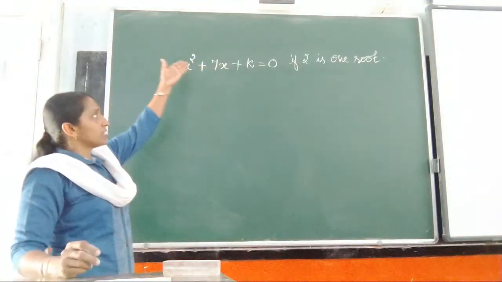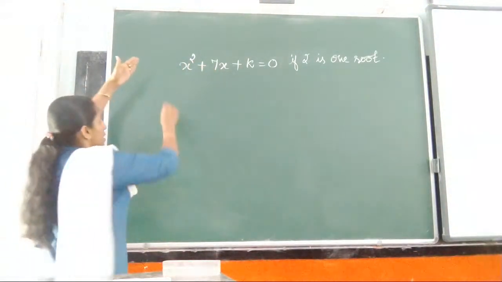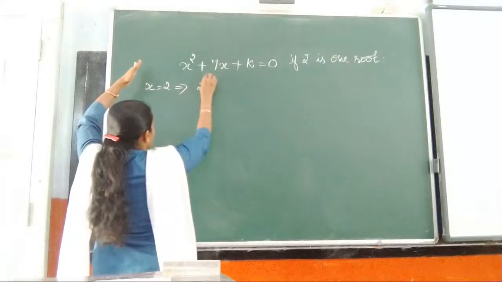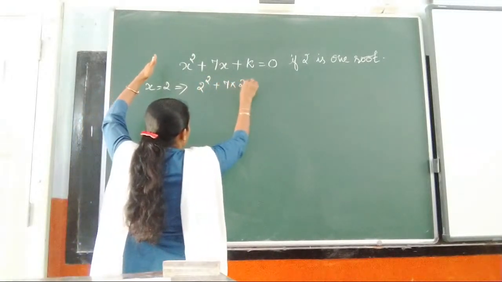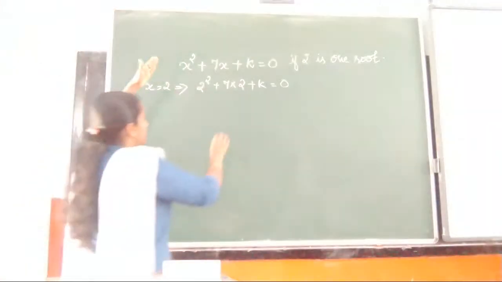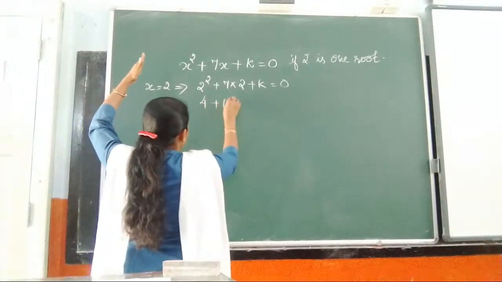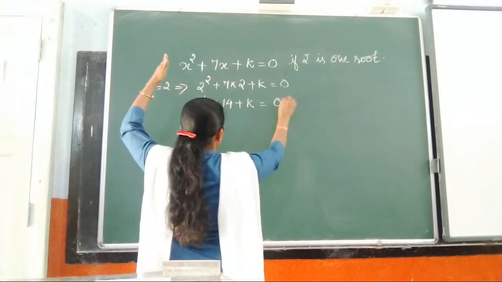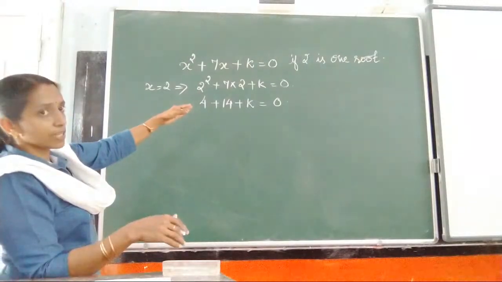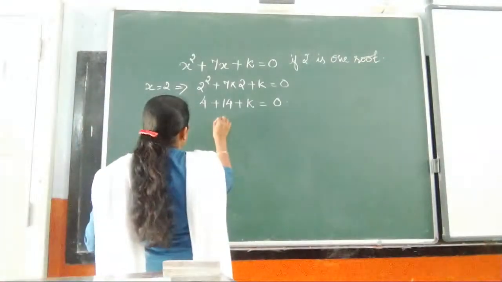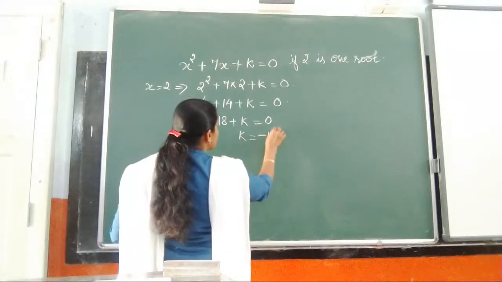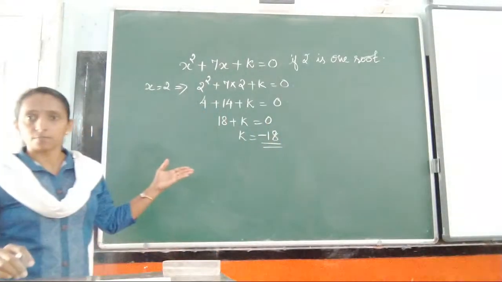Of course, you know if 2 is one root of the quadratic equation, that means if x equal to 2, you will get 2 square plus 7 into 2 plus k equal to 0. Right? So you are getting 4 plus 14 plus k equal to 0. 4 plus 14, you are getting as 18. So 18 plus k equal to 0 means k will be minus 18.